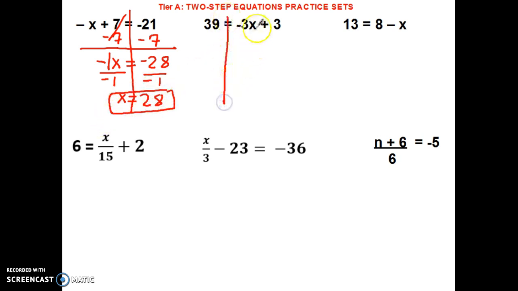Again, we touch the variable last, so we will not be touching this first. That means we will be doing what? Subtracting 3 from both sides. Subtract 3 from both sides. We get 36 is equal to a negative 3x.